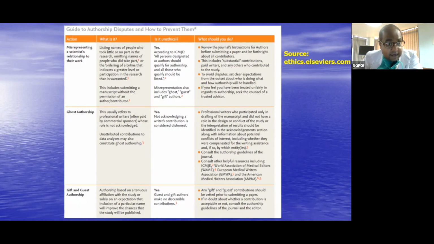Misrepresenting a scientist's relation to the work is the category in which you have to understand the importance of this. Authors who really contributed in all those four criteria should be there in the final manuscript. And your manuscript should be sent to all the authors to approve it. The final manuscript should include the author list and the sequence of the authors. All the authors should agree with the corresponding author's way of listing the authors, and if there is any doubt, they should clear it with the corresponding author.